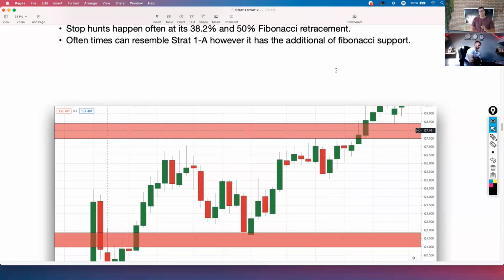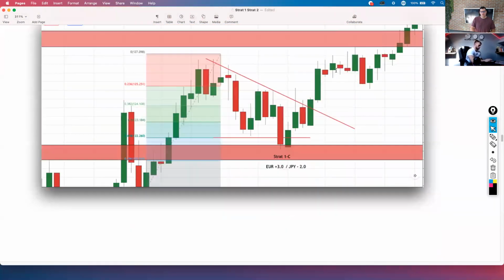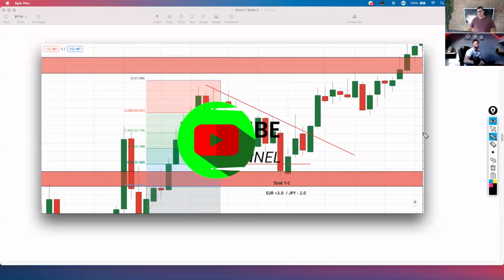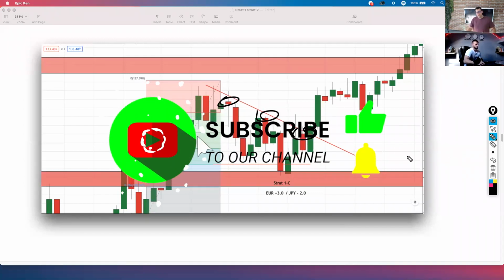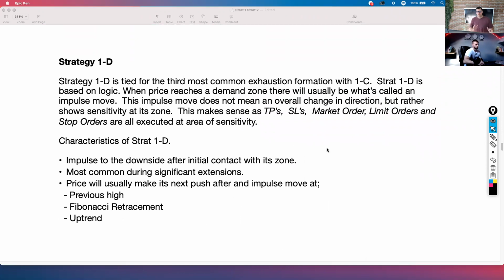However, it has the addition of Fibonacci support. Remember, Strat 1A, what would make Strat 1C into Strat 1A? If there was no lineup of Fibonacci, let's say, for example, the 38.2, 50, 61.8 was below the zone or whatnot. When there's no actual lineup of Fibonacci, that creates the 1A, okay, rather than the 1C. Okay, so sometimes 1C is actually more powerful than 1A, all right, but it happens less often than 1A.